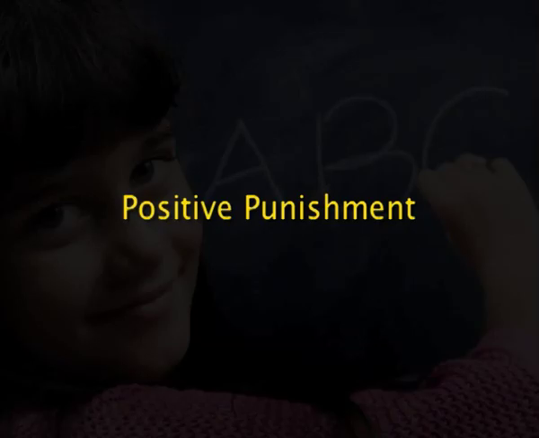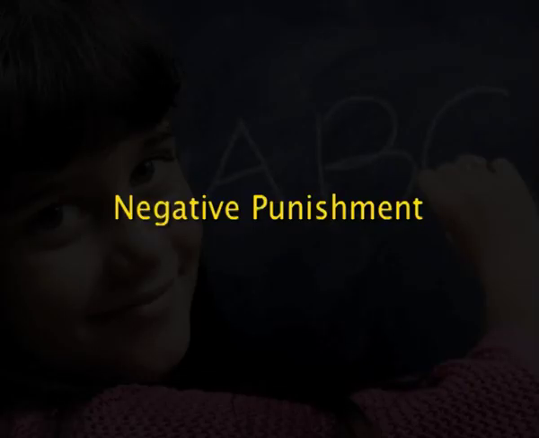Positive punishment: something added to the consequence that will decrease a certain behavior in the future. For example, if a child misbehaves, he can be asked to arrange everyone's books in a particular way. Negative punishment: when a consequence includes the removal of an item or privilege that will decrease the behavior in the future. Example: if a child fails a test, his cell phone can be taken away for a week.